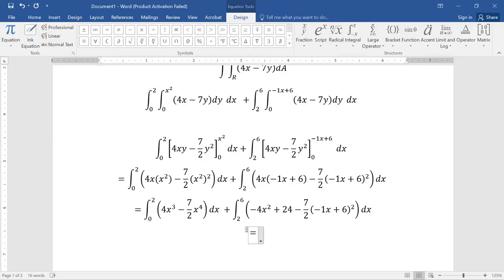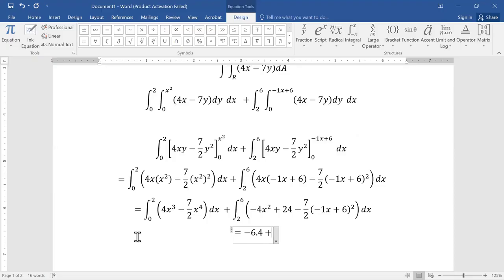When I integrate, and when I do that first integration, the integration from 0 to 2 of 4x to the third minus 7 halves x to the fourth with respect to x, I get a negative 6.4. So that one must have been under the xy plane.